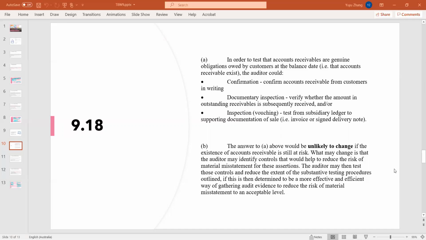Therefore, you would also verify whether the amounts in outstanding receivables are subsequently received, which is also documentary inspection. In terms of question B, because it highlights that control risk seems to be quite low, this will reduce the risk of material misstatement for these assertions. So you are going to reduce the extent of the substantive tests as outlined above. But the remaining tests still need to be sufficient and appropriate audit evidence to make a conclusion.